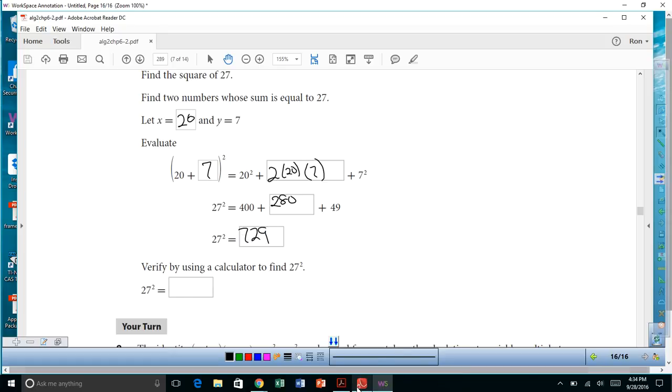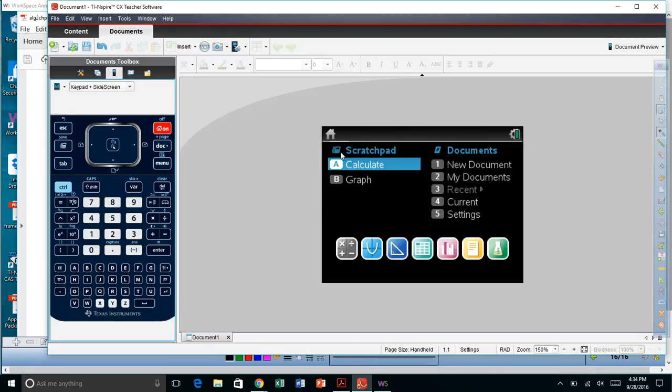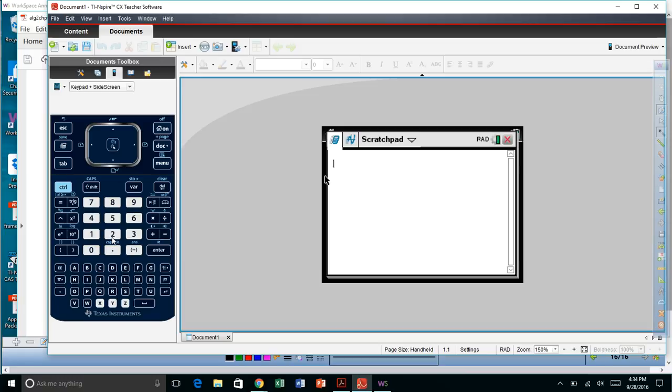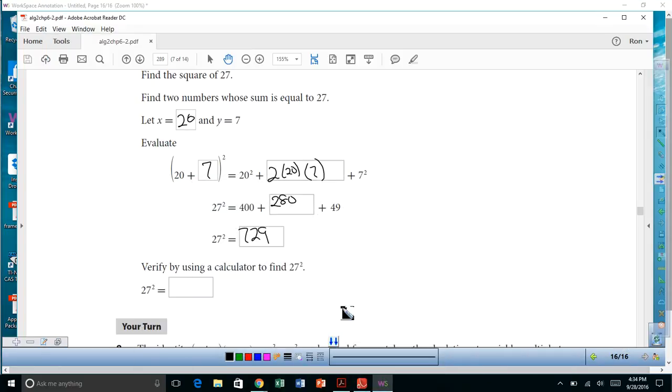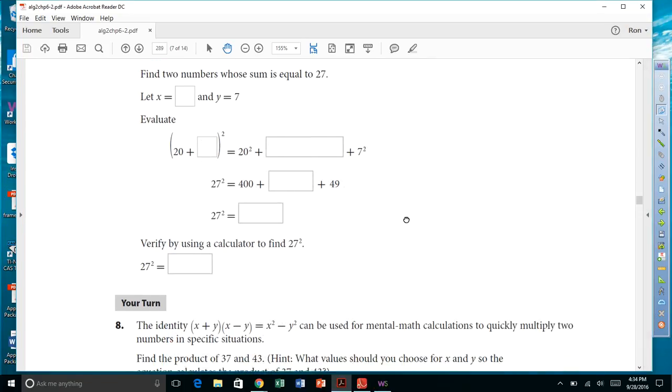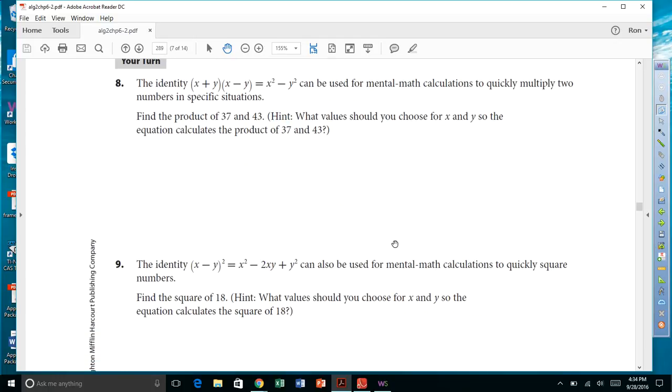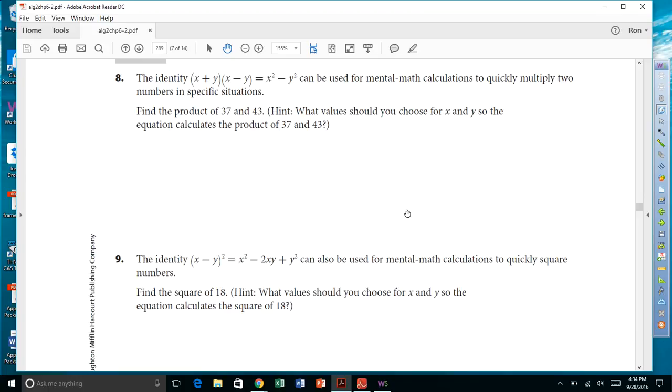All right. Verify by using the calculator. So let's try that. And we need to go to calculate. 27 squared, 729. Wow. So if you're stranded on a beach in Aruba and someone asks you to square 27, you now know a method to square 27. Your turn. The identity (x + y)(x - y) equals x squared minus y squared can be used for mental math calculations to quickly multiply two numbers in specific situations. Find the product of 37 and 43.